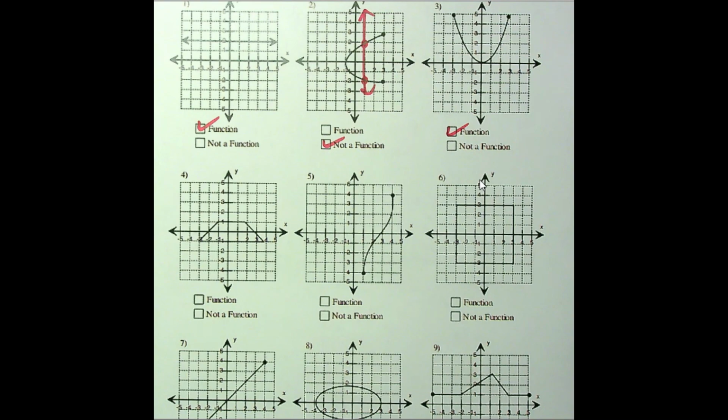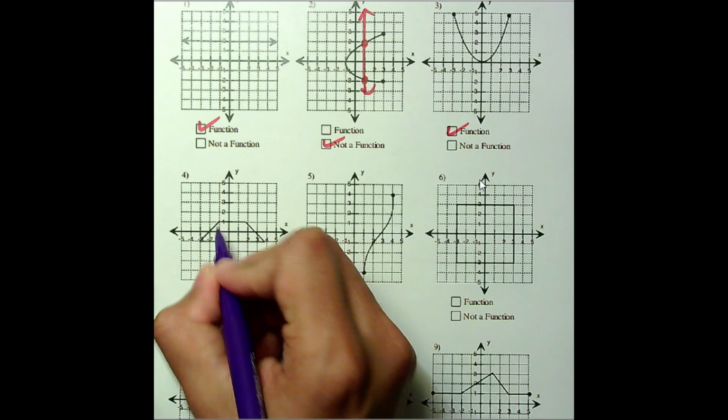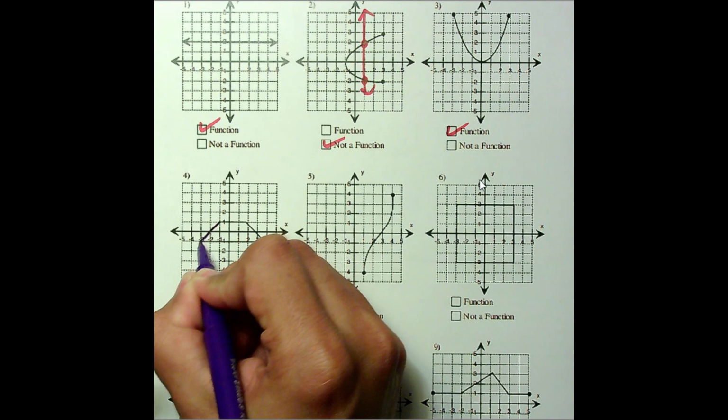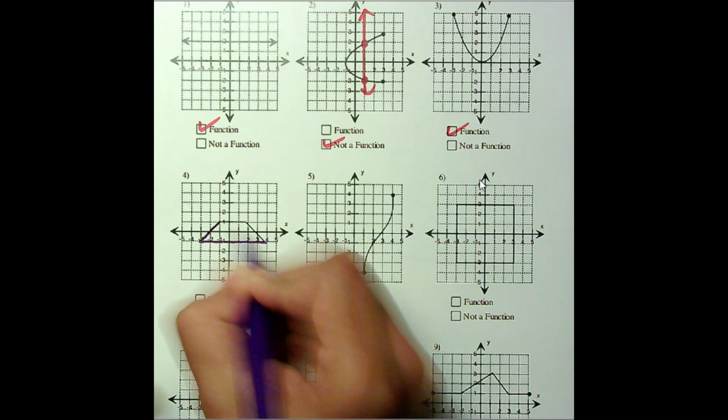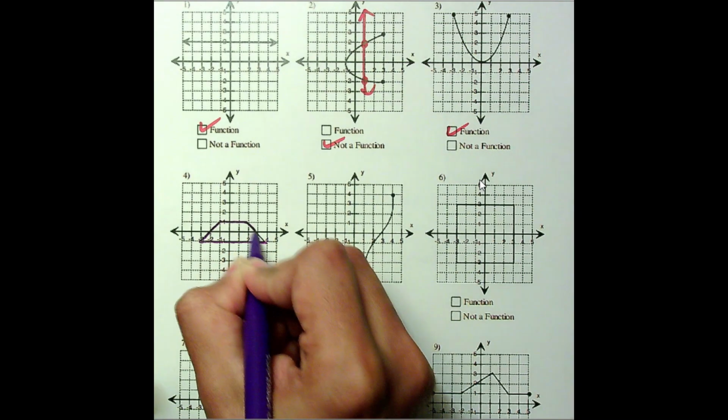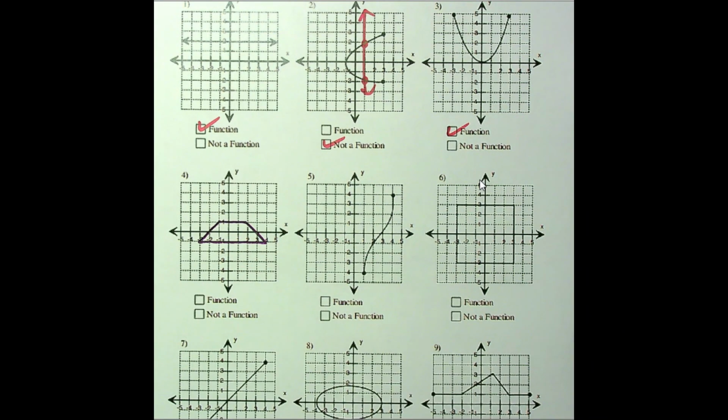How about this one? The graph of that one is not very clear, but this is like a trapezoid. So this is the graph. You have that, that, that, that. Okay, so that's my graph. Is that the graph of a function? Yes or no?